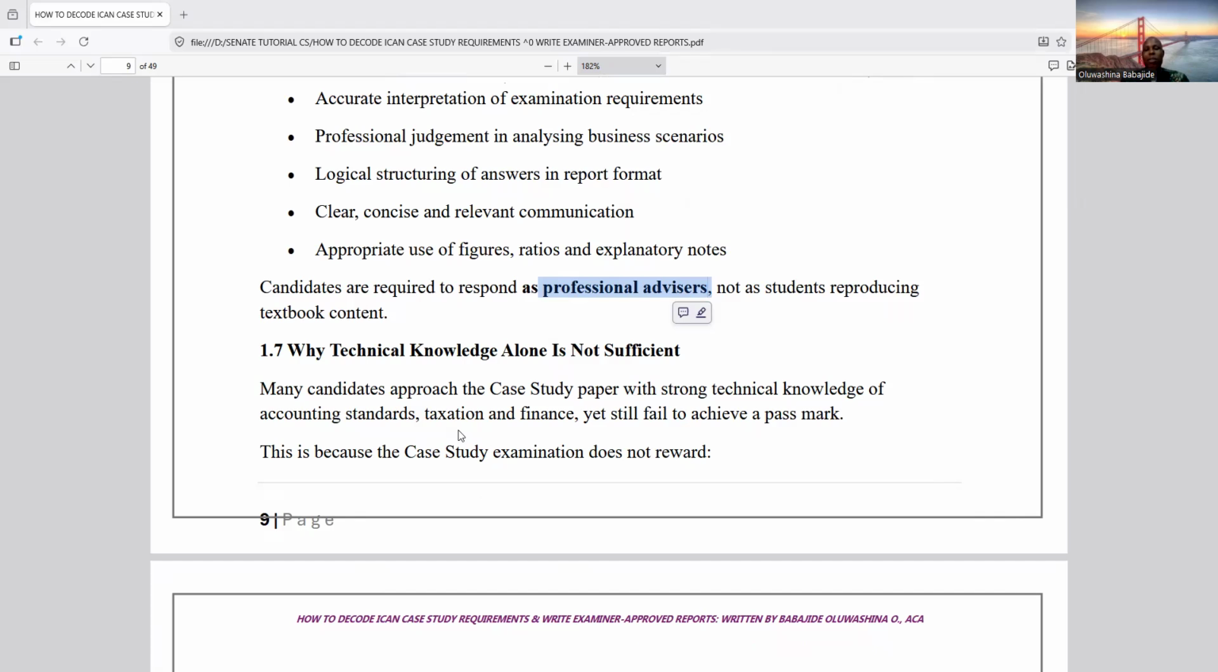Yet a student can still fail to achieve a pass. If you know all the standards, all the principles of taxation, finance, everything in SFF, a student can still fail. That is why case study has been a paper delaying many students in qualifying. That's why I try to come up with this.